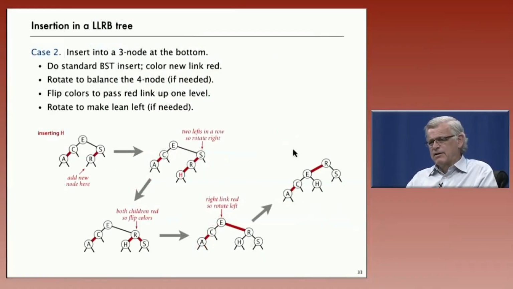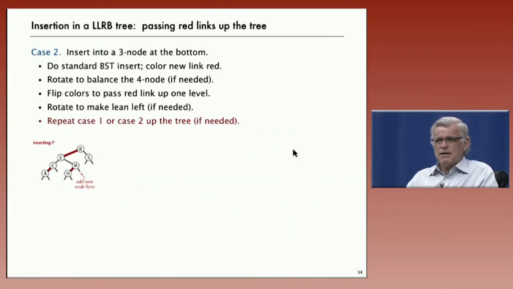So that's an insertion into a 3 node at the bottom. So here's another one that involves, remember, we passed that red link up. If that gets passed up to a 3 node, then we have to continue moving up the tree and just treat it in the same way as we just treated inserting at the bottom. We have a new red link appearing into some 3 node. There's the 3 cases that could happen.